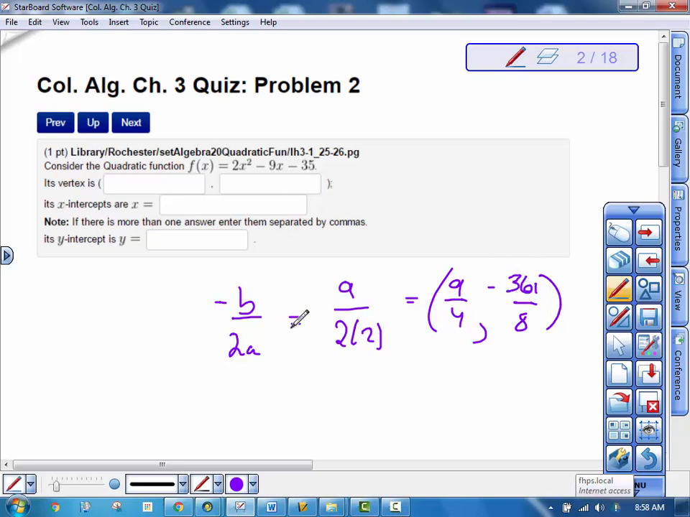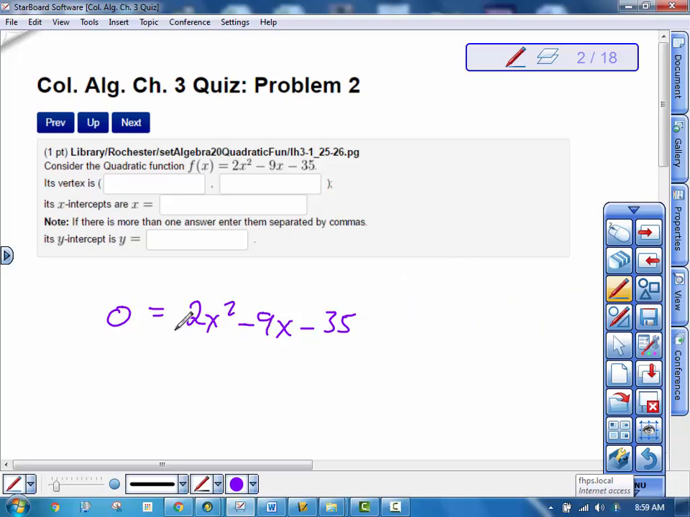That'd be fine. And then the next thing is I want the x-intercepts. The x-intercepts occur on a graph where y is 0. So this is a parabola, so hopefully it has 2. Or it could have 1, or it could have 0. But you set it equal to 0 and solve for x.